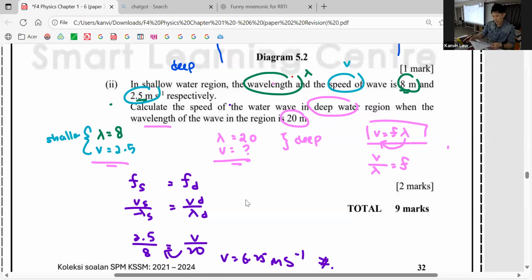Okay, cool. I don't see damping, so I will skip the damping part and we move on to interference together.